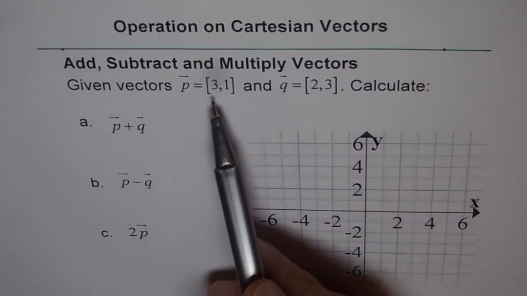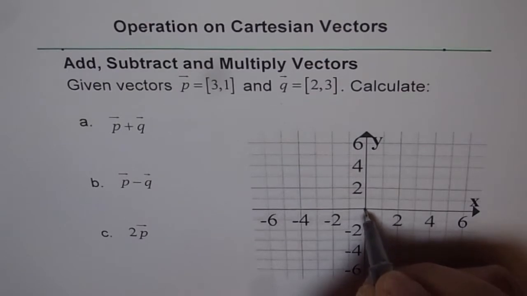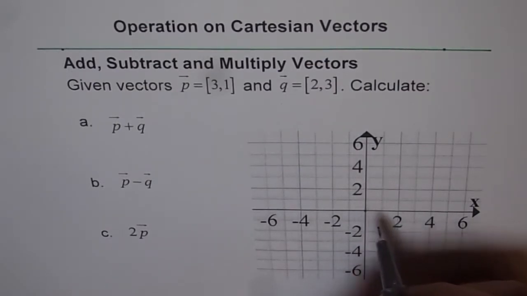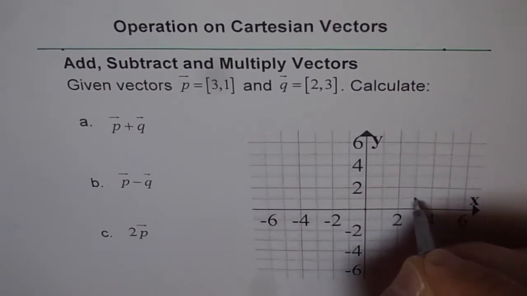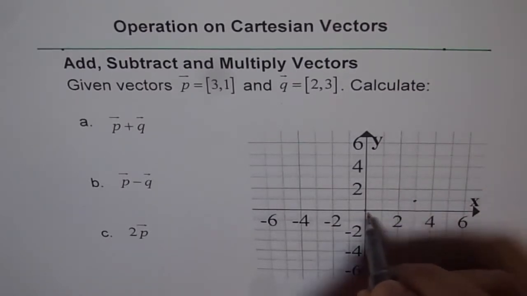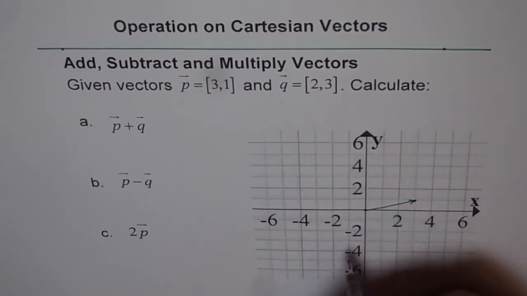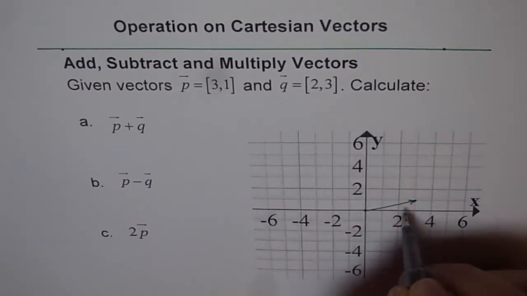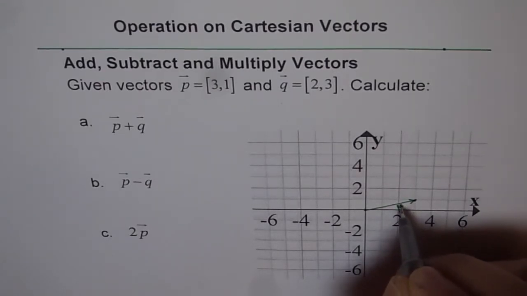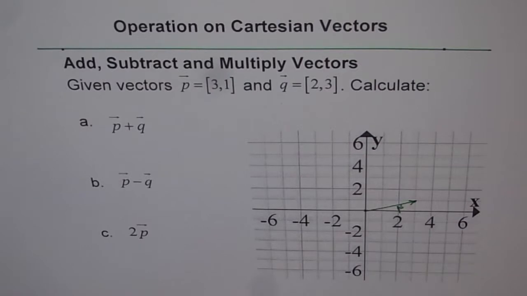Vector p is (3, 1). So we can start from the origin and say (3, 1) means 1, 2, 3 and 1. So that represents vector p, right? Let me draw this line with tail at 0 and head at (3, 1), and that represents vector p for me. So this is p, right? Okay, and now let's add q.